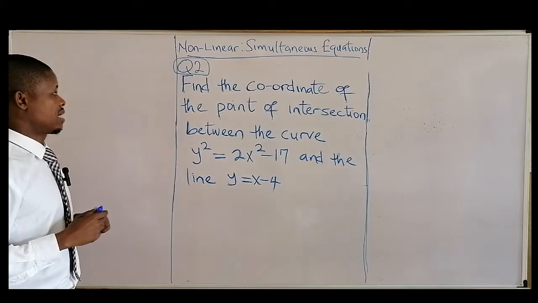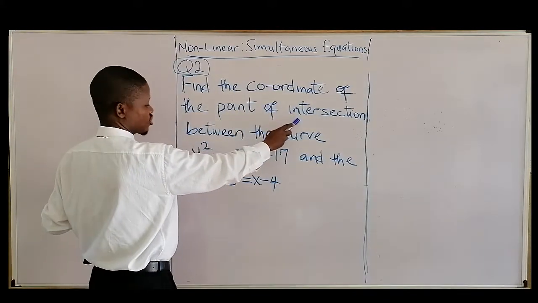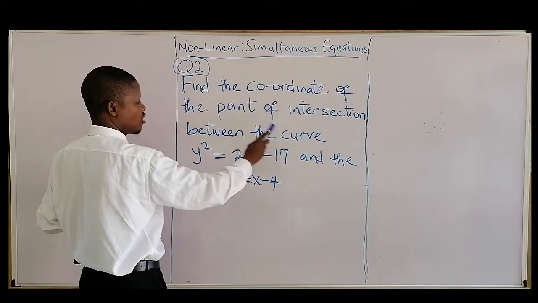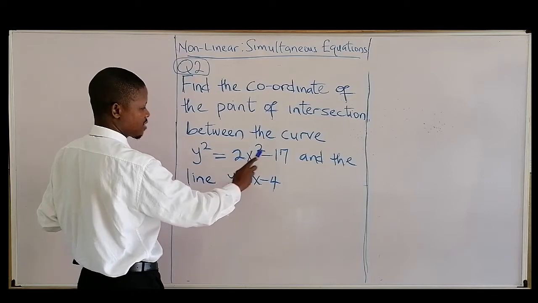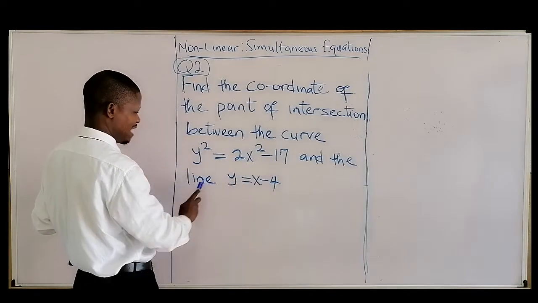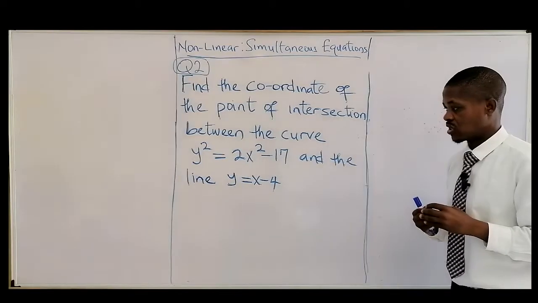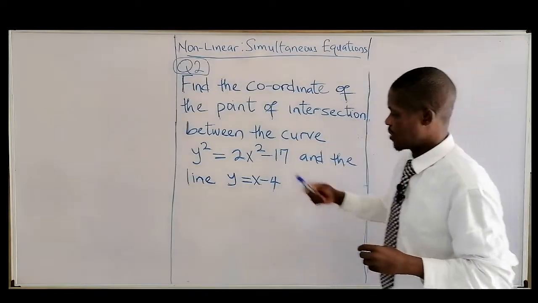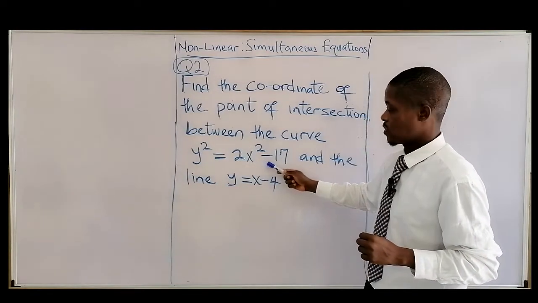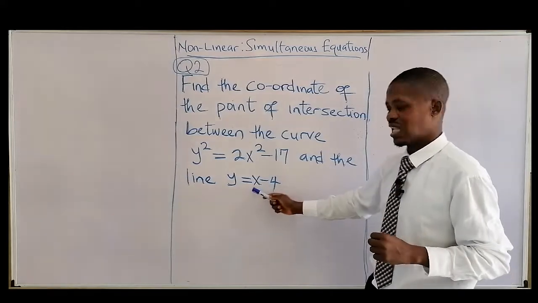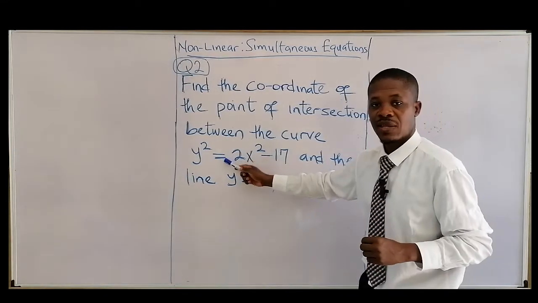Question two, find the coordinates of the point of intersection between the curve y squared equal to 2x squared minus 17 and the line y equal to x minus 4. Look at the equation we have. y squared equal to this, intersect with the line, and this is a straight line, x minus 4. This is not a straight line.